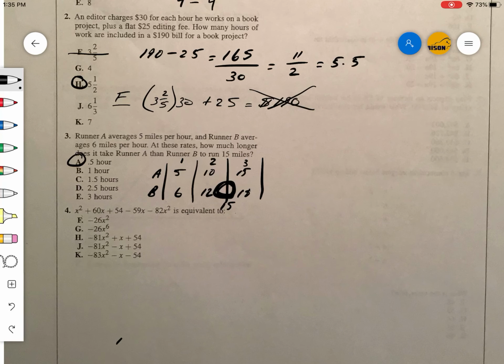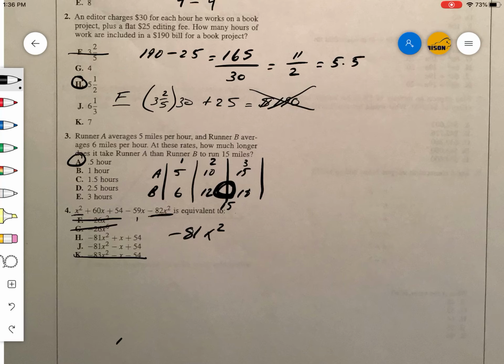All right, so we have to figure out that this is equivalent to something. Let's combine like terms. I've got a regular x squared here and a negative 82x squared there. So I've got 1 minus 82, that would be negative 81x squared. So that one doesn't have it, and that one doesn't have it, so we can get rid of that. K also doesn't have it, so we can get rid of that.